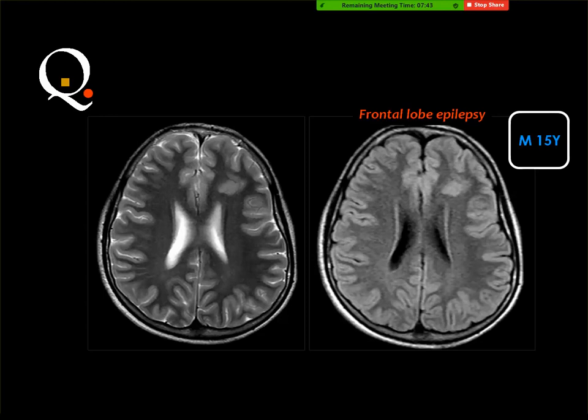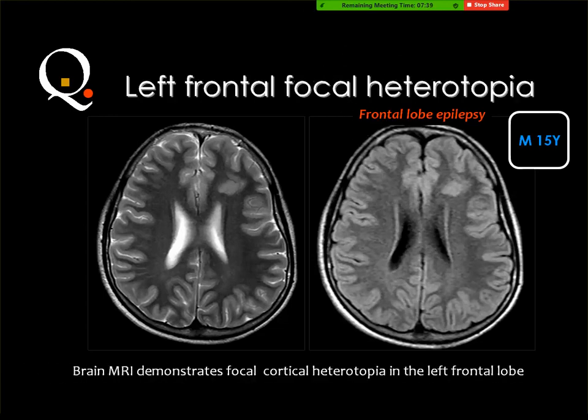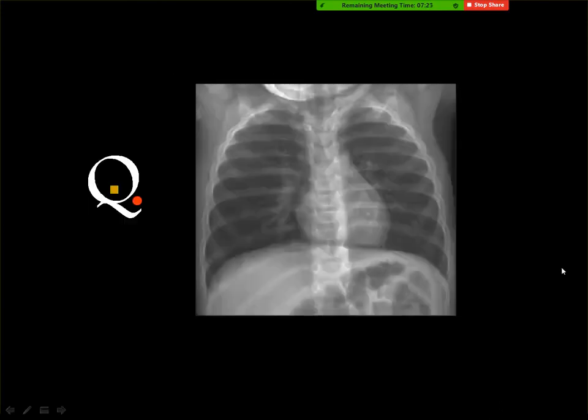Focal heterotopia, in the frontal left. And this is heterotopia, focal type. You got a mass of cortical tissue within the white matter of the left frontal lobe. Very good. This is a good diagnosis.